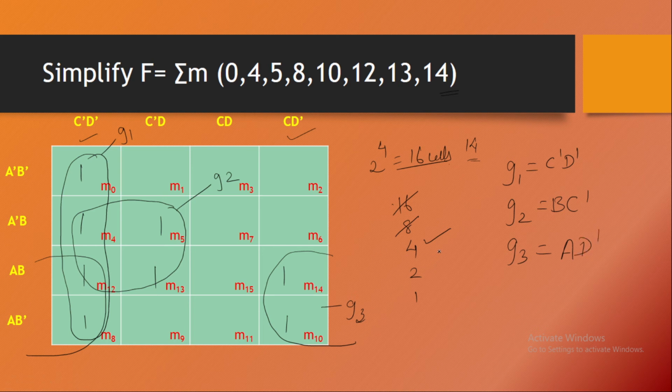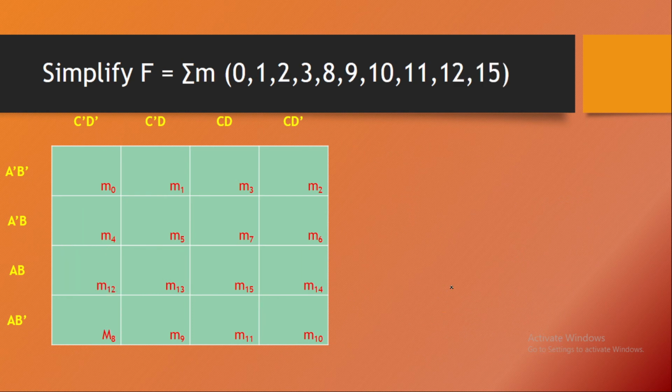So we have obtained all three groups. The final solution is G1 plus G2 plus G3, which is given by C dash D dash plus B C dash plus A D dash. So this is the final simplified expression. Hope it is clear. We will take one more example.